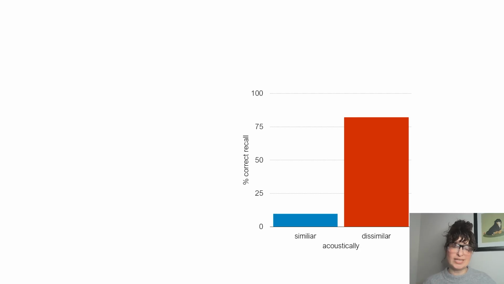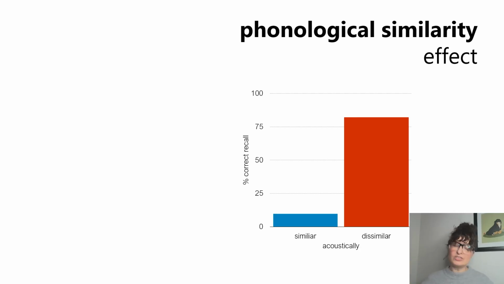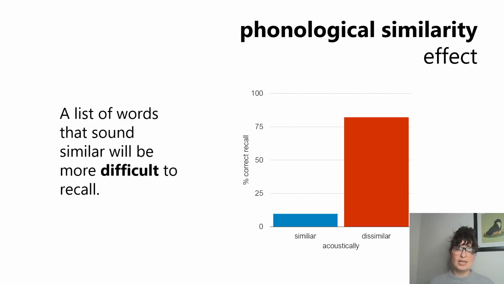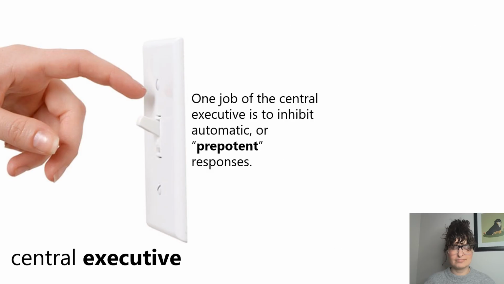Here's the actual data. So this might not actually be what you had anticipated, because similarity you might think would be helpful for recall, but essentially it produces interference. So if you have a list like buy, fly, guy, try, you're going to be like, oh, did we say fly in there? Did we say ply in there?